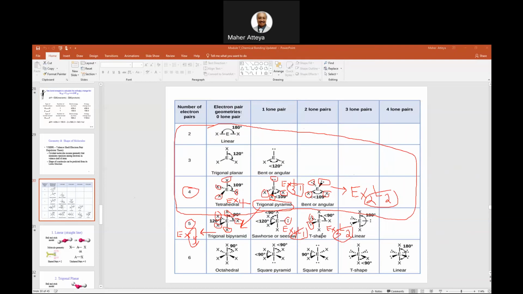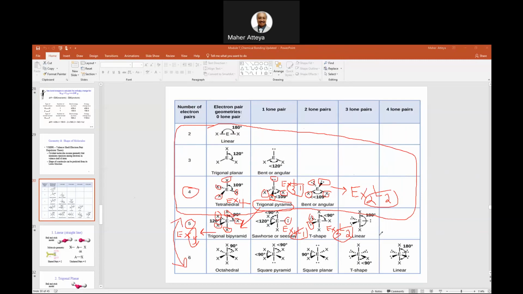As I said, I did not see them that many times inside the ACS exam, but the ACS exam is concentrating on these 2, 3, 4, because those are the chemicals we use in the lab heavily. But some compounds have 5 or 6 or 7. So it's getting too complex.